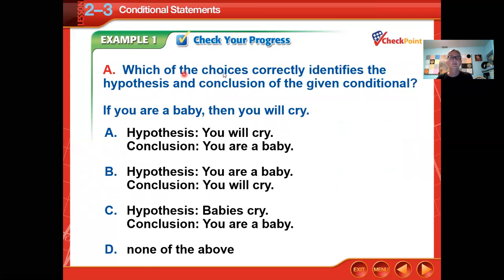Alrighty. Which of the choices correctly identifies the hypothesis and conclusion of the given conditional? On some of the problems, I'm literally just going to give you an if-then statement and ask you which is the hypothesis and which is the conclusion. So here is the statement. If you are a baby, then you will cry. So this one's really easy to see. The statement after if is the hypothesis. So the hypothesis has to be you are a baby. There we go. And the conclusion has to be you will cry.